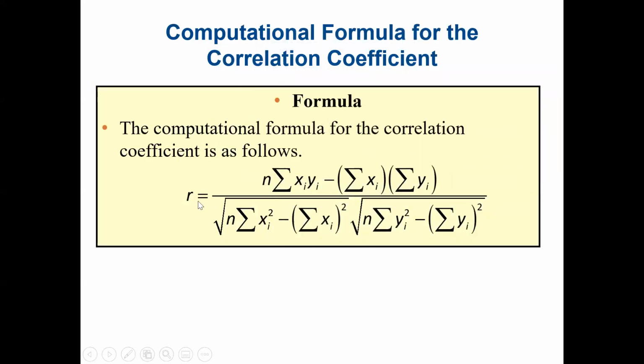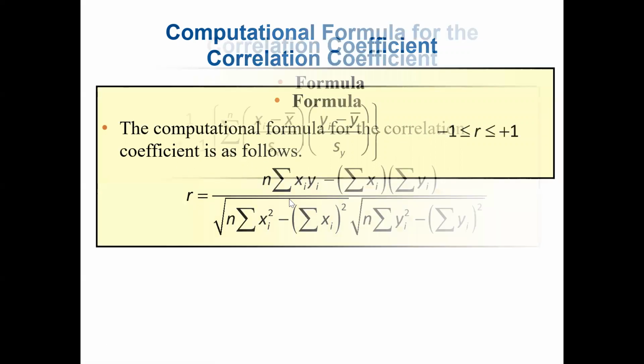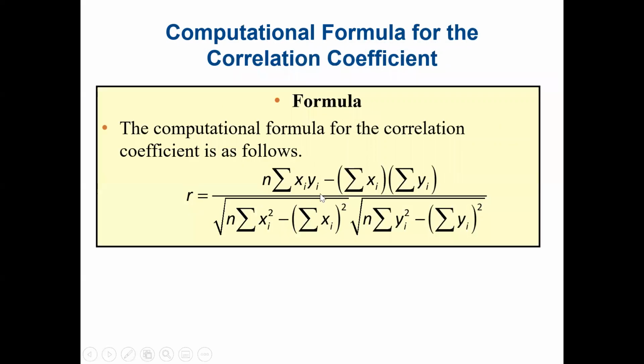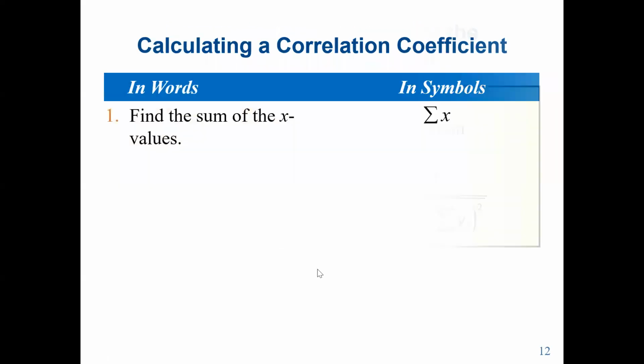Another formula is also given as this. So the computational formula for correlation is as follows. Again, it is the same as the previous formula. Both work the same way. So here also we have the formula. Now let's see the steps and also an example.